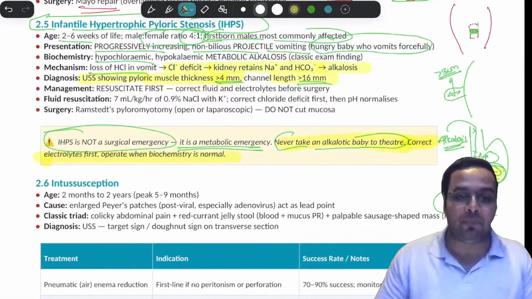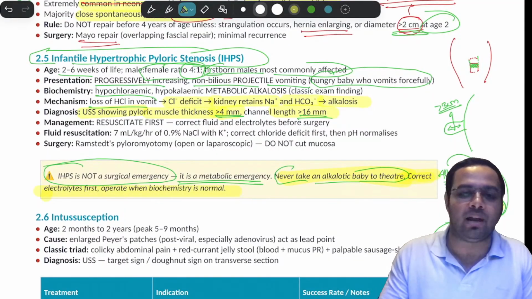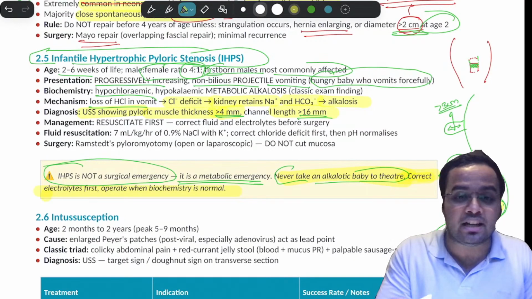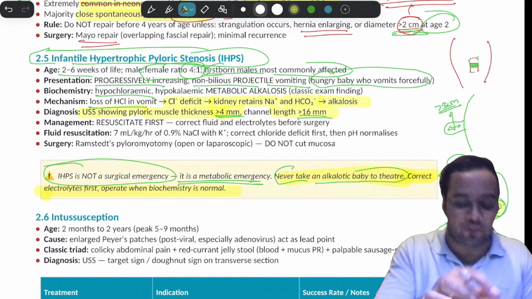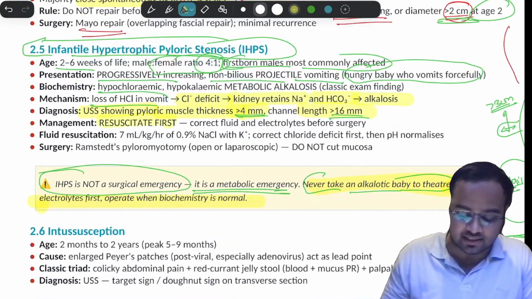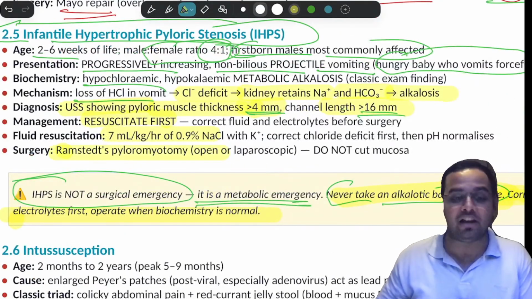So whenever a NEET PG question is going to come, a baby presents with vomiting, what is the next line of management? So the next line of management, if it comes, is going to be resuscitation of the baby. But if it asks, what is the definitive management? Then the management is resuscitation, fluid resuscitation, and then comes the definitive management, which is Ramstedt pyloromyotomy.